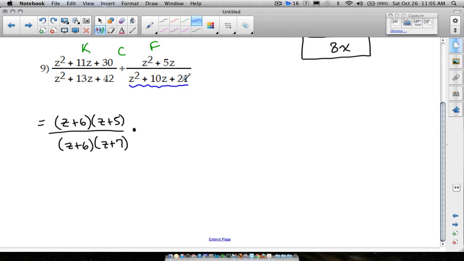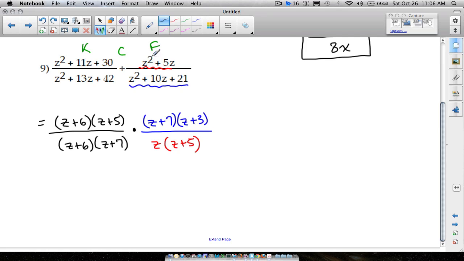fraction. 7 times 3 gives you 21. 7 plus 3 gives you 10. So we have z plus 7, z plus 3. And then our denominator, because we are flipping, so this is going to become the denominator. When we factor this, pull a z out, and you're left with z plus 5.